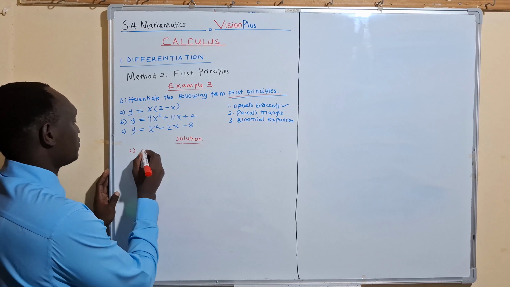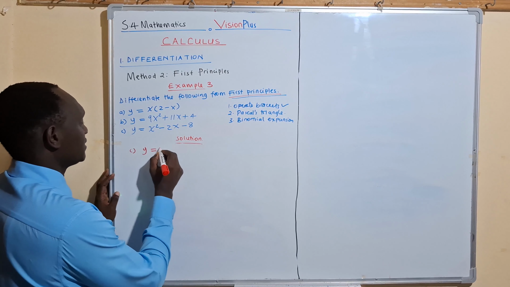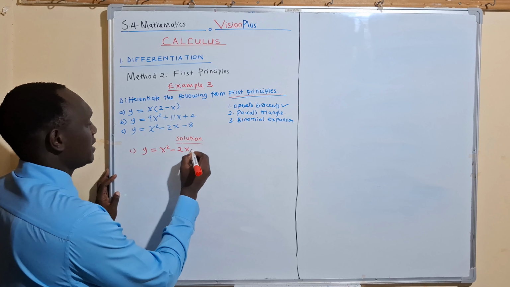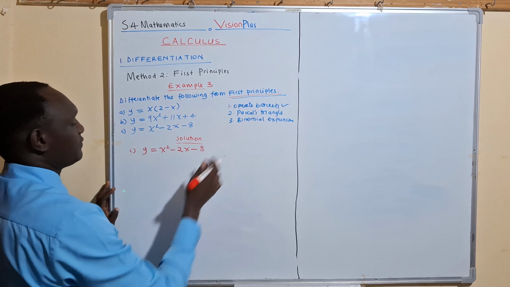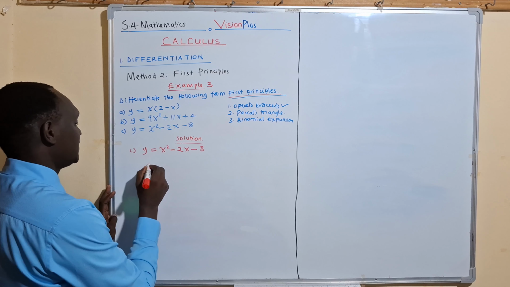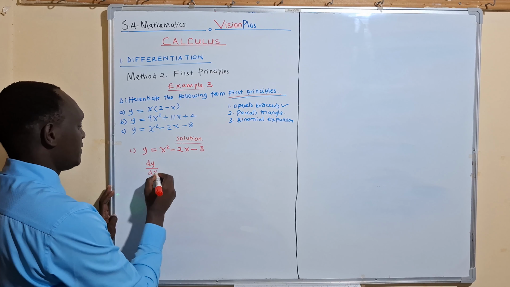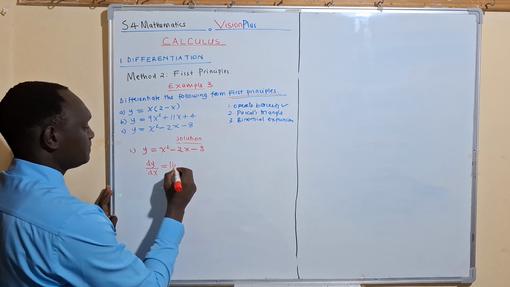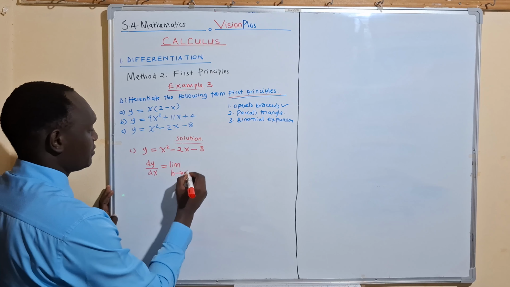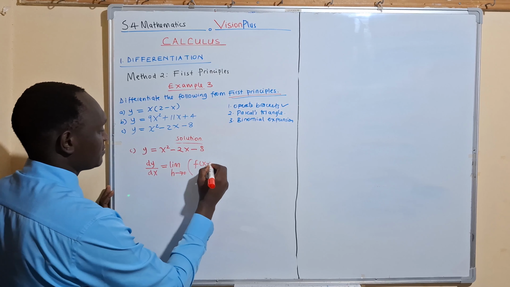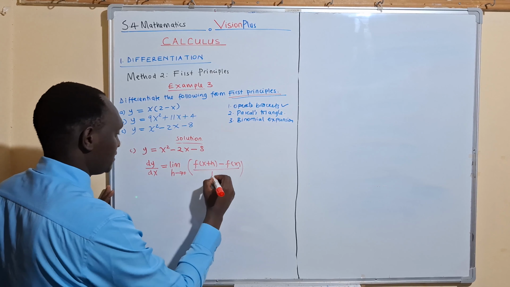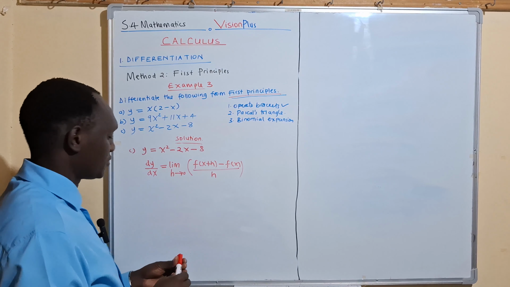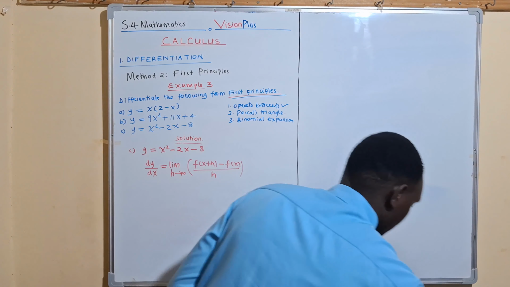And for part C, we are given the function y as x squared minus 2x minus 8. What is the formula when we are differentiating from first principles? The formula, which is a general formula, is that dy/dx is given by the limit as h tends to 0 of f of x plus h minus f of x over h. So let us see how we can solve part C accordingly.